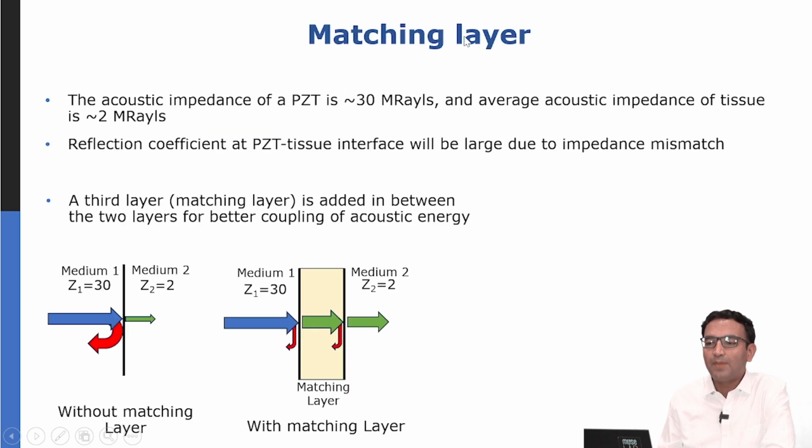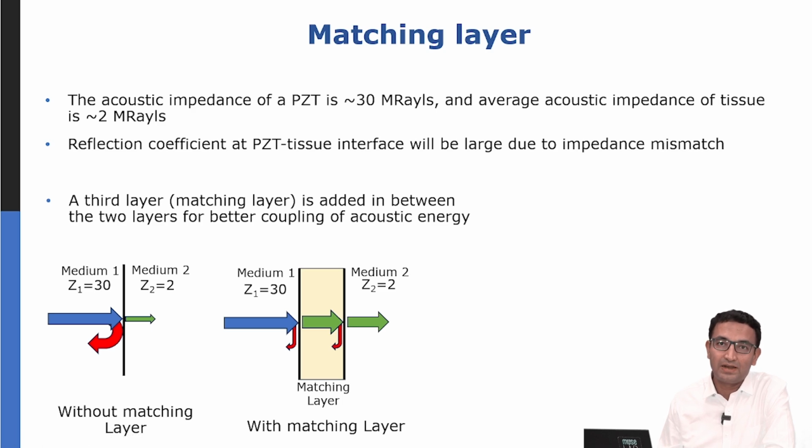So why do we really need a matching layer? Well, the acoustic impedance of PZT, lead zirconate titanate, a very commonly used piezoelectric material, is about 30 megarayls. The unit of impedance, as you will recall, is the rayl, after Lord Rayleigh, a very prominent contributor in the field of acoustics. So the acoustic impedance of this crystal is 30 megarayls, but the average acoustic impedance of tissue is only about 2 megarayls.